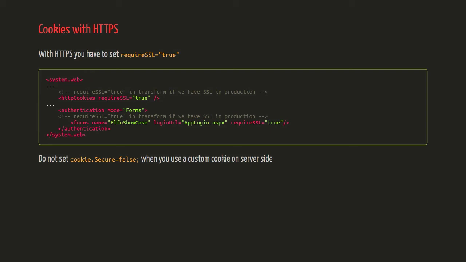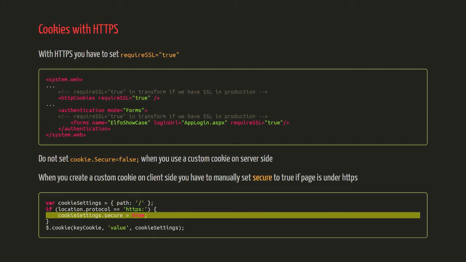Remember also that if the authentication mode is set to forms, you need to use HTTPS for authentication, and then you have to set the required SSL to true, also for forms tag inside the authentication tag. Otherwise, sensitive information such as passwords, for example, are sent in clear on channel. And when you create a custom cookie on client side, you have to manually set secure to true if page is under HTTPS.